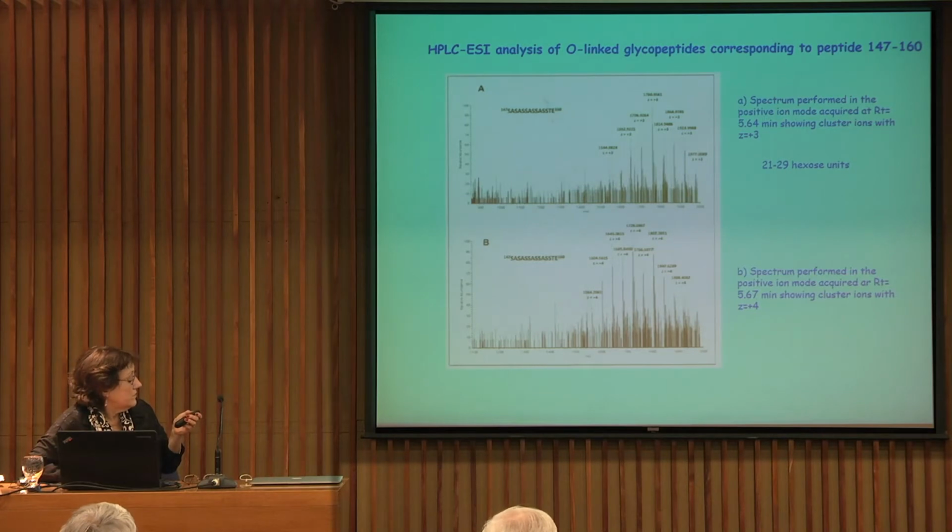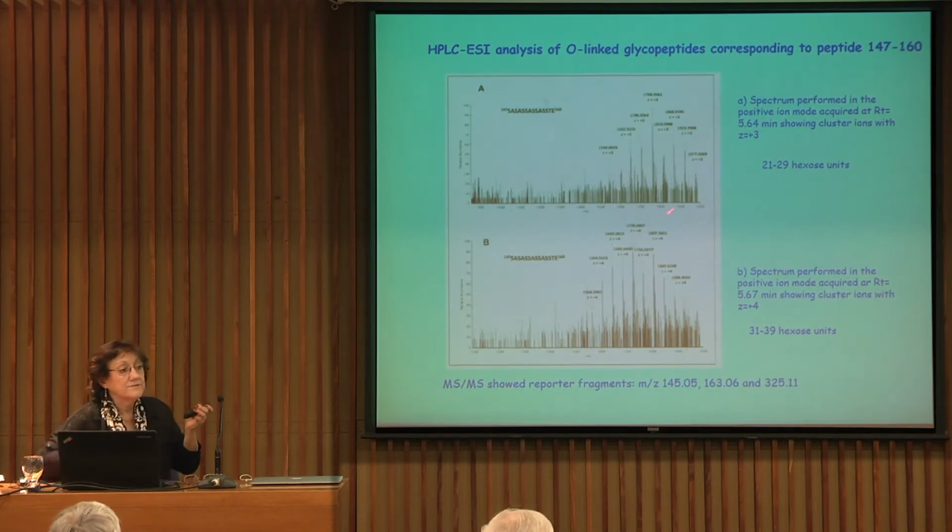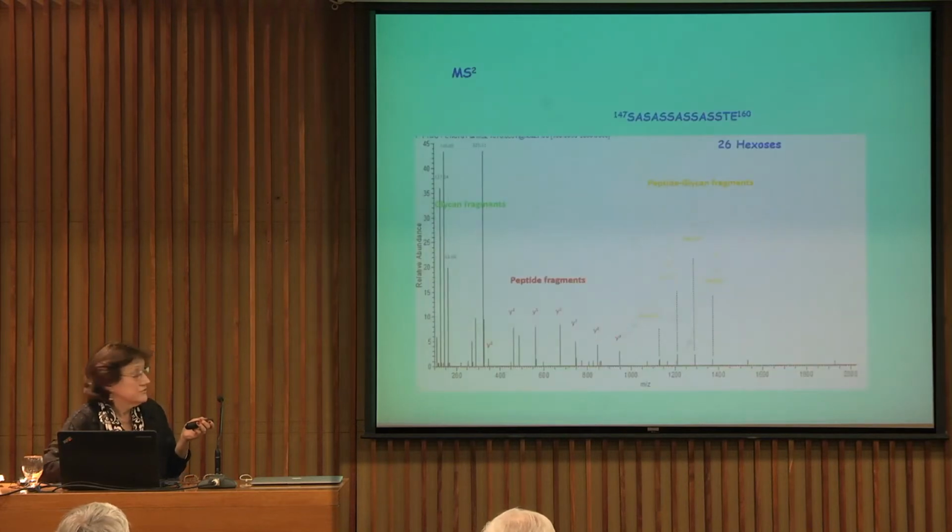Very near, at 5.6, we saw another cluster of ions, now with charge +4, corresponding to the same peptide, bearing also from 31 to 39 hexose units. Of course, each of these was analyzed by MS-MS, and I'm just showing one example here. In the MS-MS of those, we could detect glycan fragments, peptide fragments, and glycopeptide fragments. That is to say, little pieces of the peptide bearing the glycans.